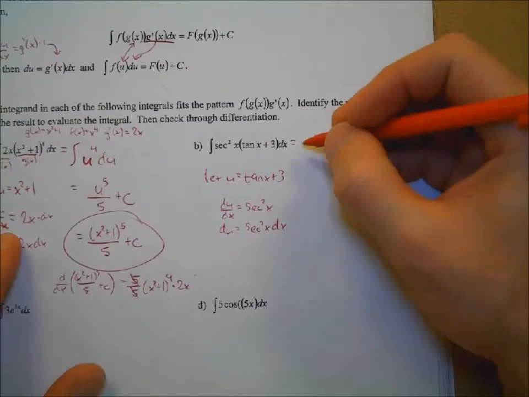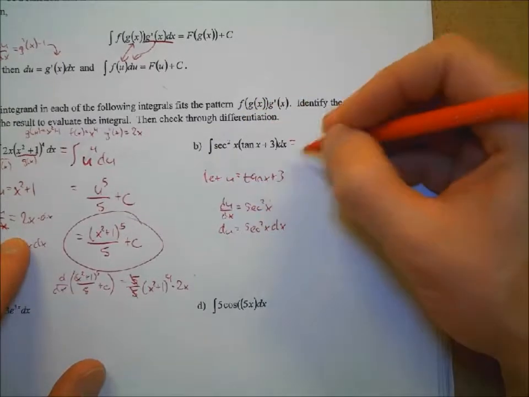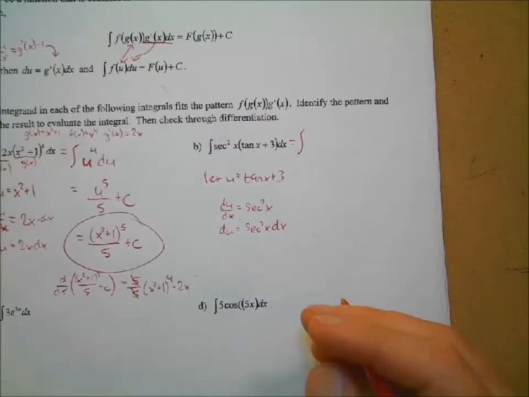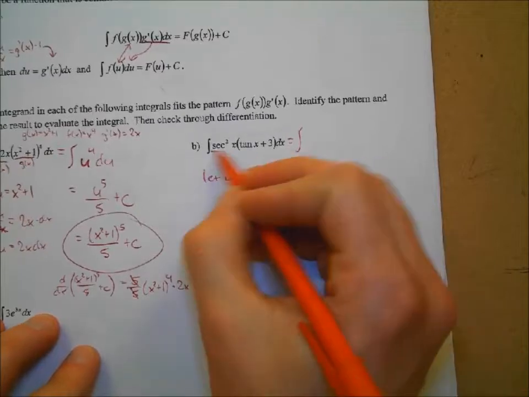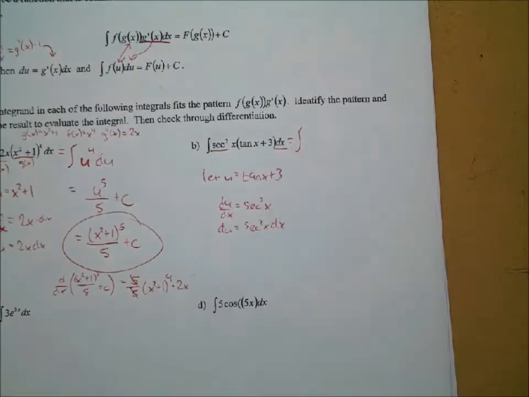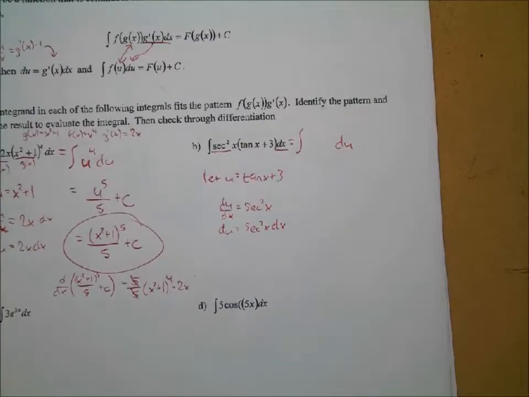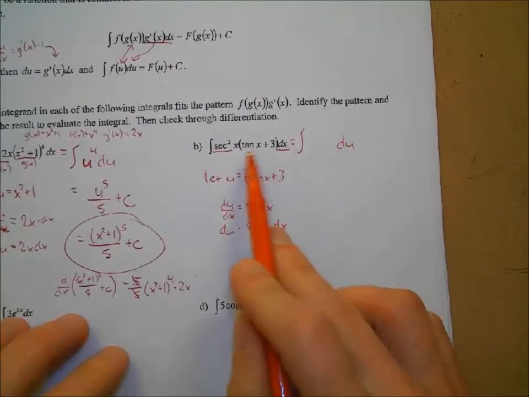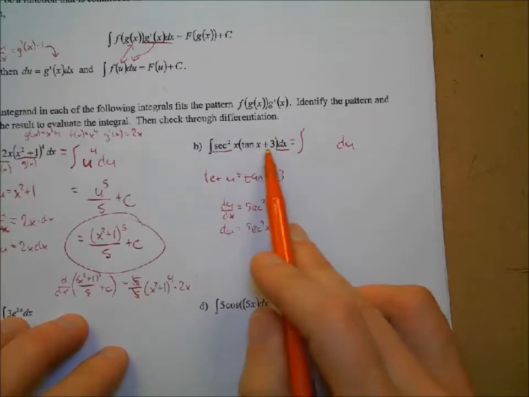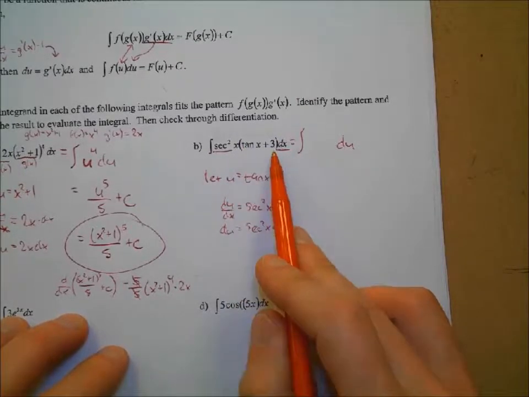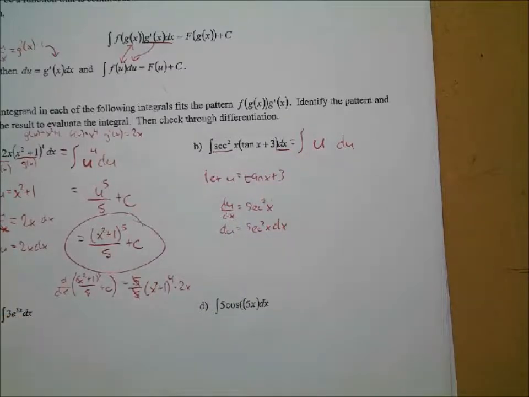And so now let's rewrite this here. This integral that's in terms of x, we'll now put in terms of u. Secant squared and the dx, what substitutes in place of that? Du. So I'll put the du here at the end. And then that parentheses, tangent x plus 3, what's going to replace tangent x plus 3? Just u. So this ends up being the integral of u du.